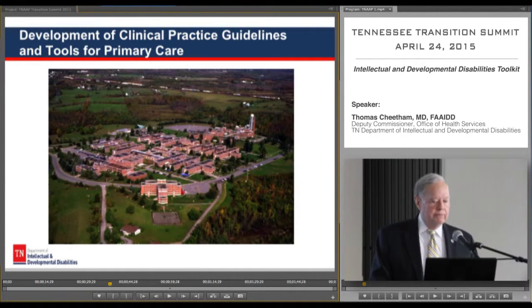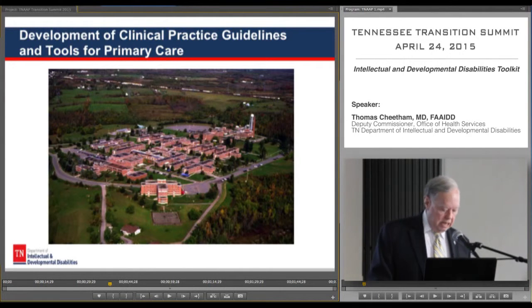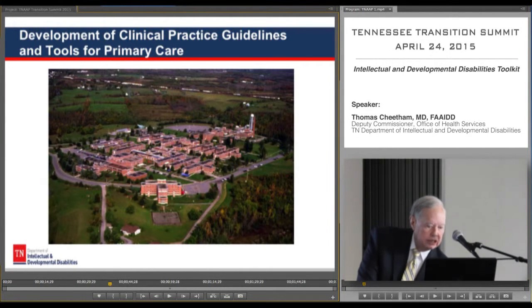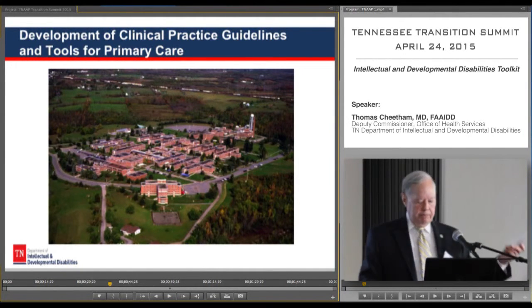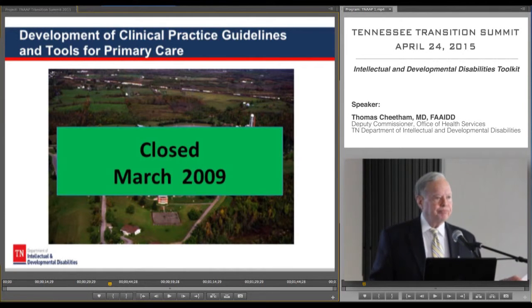In the past, people received care in large congregate settings. Places like this was built for 2,500 people. At its maximum, had 2,800. So there was crowding as well. And that closed. That was a place actually I worked. There weren't that many people there.